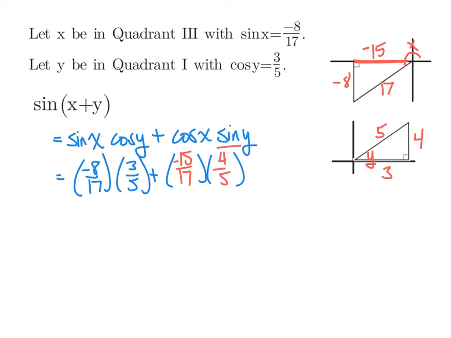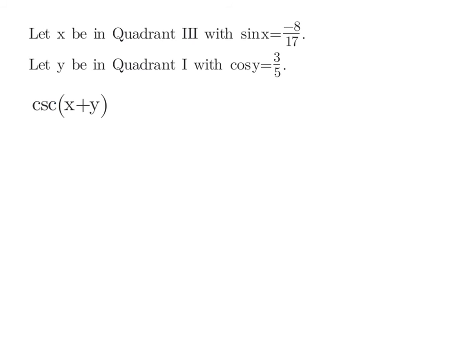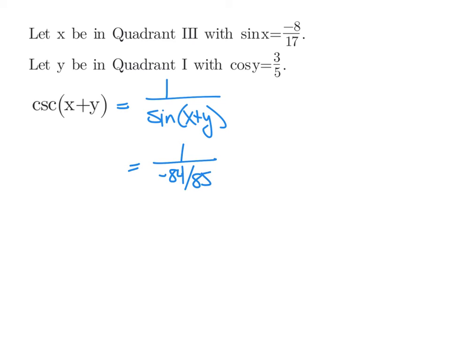Now that everything's filled in, we go ahead and start simplifying. Negative 8 times 3 is negative 24. Minus 15 times 4 is 60. Over 17 times 5 is 85. So that will simplify to negative 84 over 85. Now when we want to find the cosecant of x plus y, cosecant is the reciprocal of sine. And we just saw sine was negative 84 over 85. So cosecant is going to be negative 85 over 84.